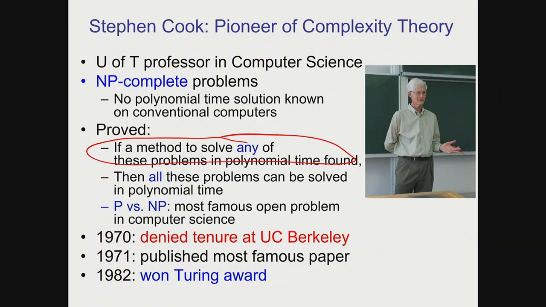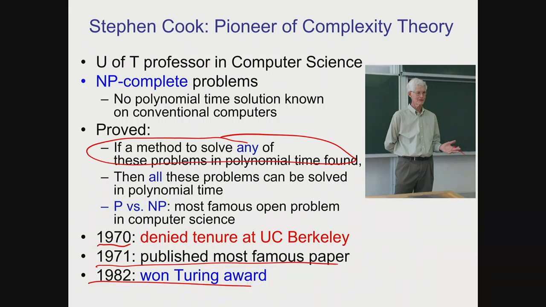So I believe it was right after 1970 that they actually came to U of T. He didn't get tenure at Berkeley, but he applied elsewhere. He came to U of T, published this very famous paper, won the Turing Award, and apparently sometime after that, Berkeley phoned him up to say, if you would like to come back, we'll give you tenure now. But he didn't go back, right?